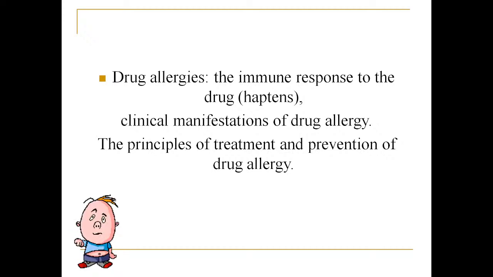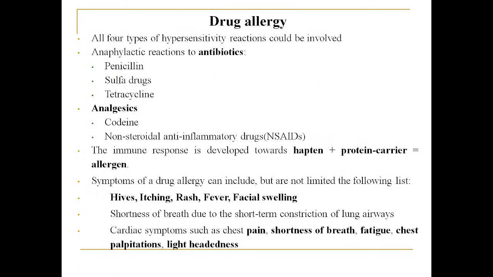Another type of allergy is drug allergy. In drug allergy, all four types of hypersensitivity reaction could be involved: type 1, 2, 3, or 4. In most cases, it is anaphylactic allergy, type 1. Anaphylactic reactions develop to antibiotics such as penicillin, sulfa drugs, and tetracycline, and to analgesics like codeine and non-steroidal anti-inflammatory drugs. So you must remember about it.